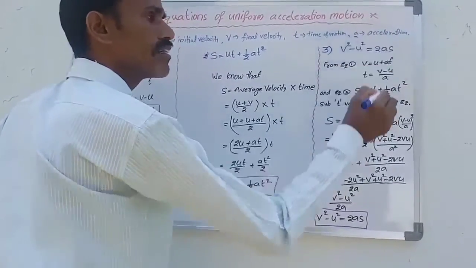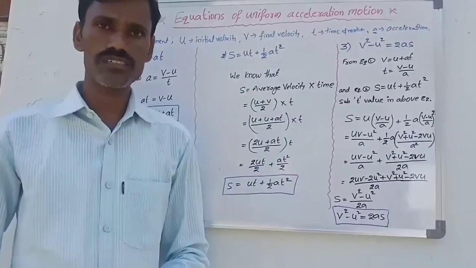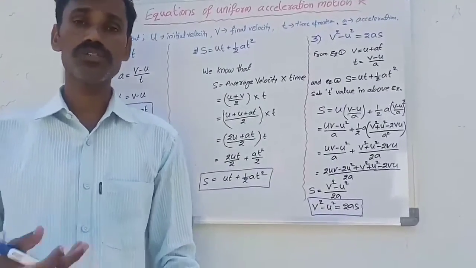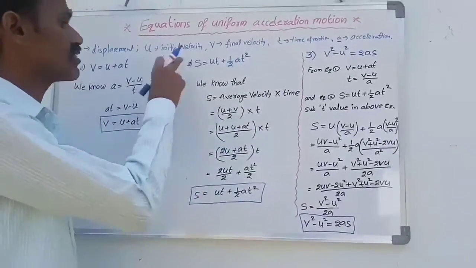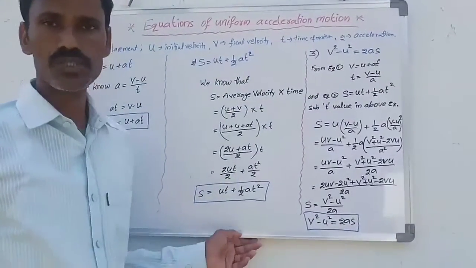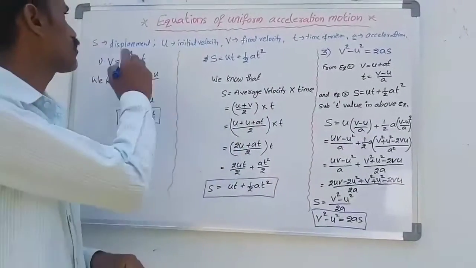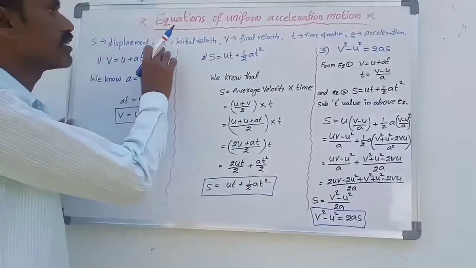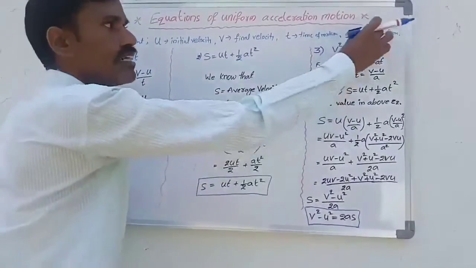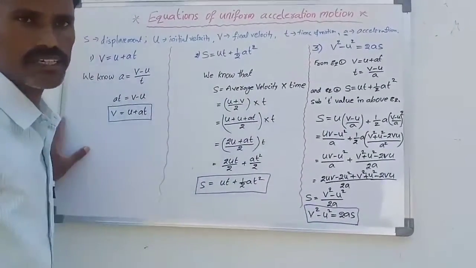So here a is a constant. In these equations we take a as constant. Whenever the acceleration of the object is constant, the motion is said to be uniform acceleration motion. That's why these three equations are known as equations of uniform acceleration motion. These equations give the relation between displacement s, initial velocity u, final velocity v of the object, time t of motion, and acceleration a of an object which is in uniform acceleration motion.